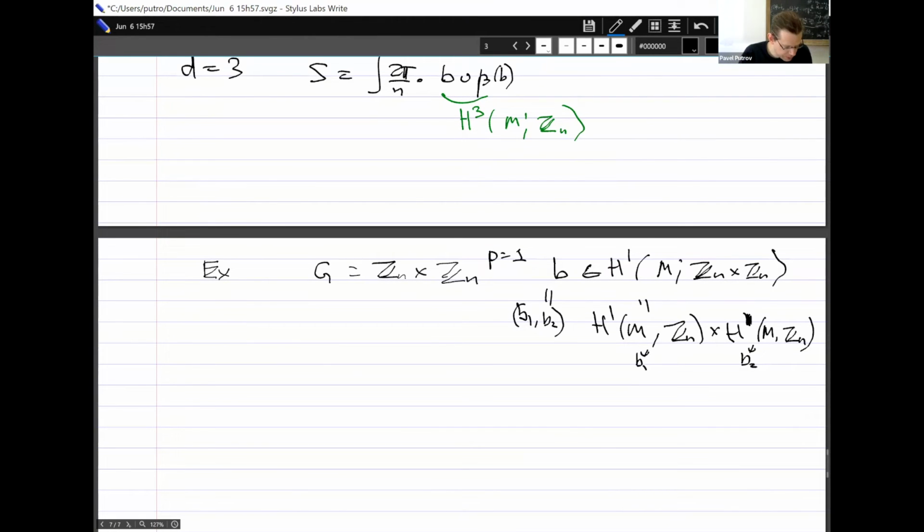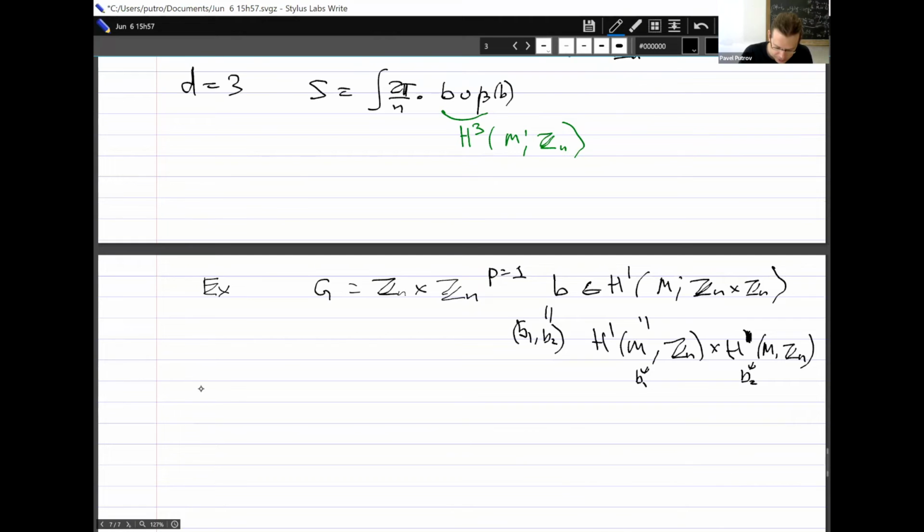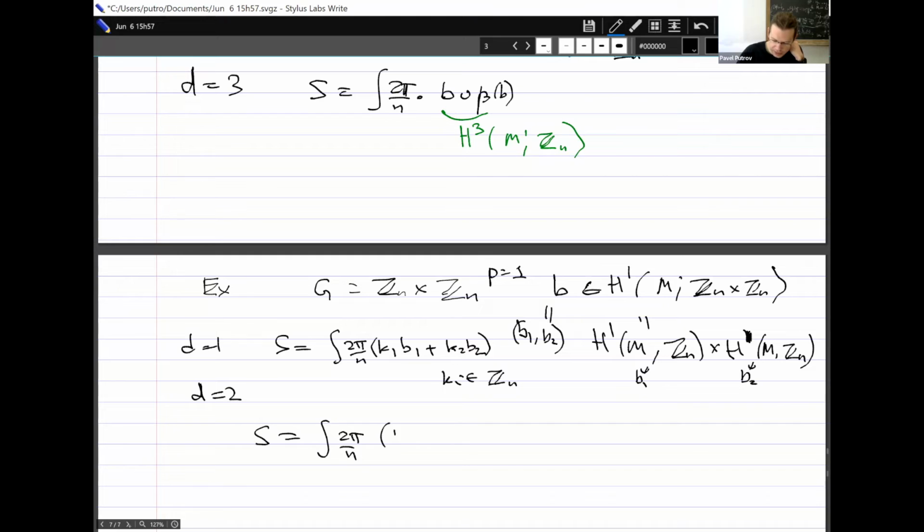For d equals 1, we can now have basically a linear combination of what we had before, K1 B1 plus K2 B2, where the Ki are in Zn. For d equals 2, before we had just 0, and now we can have something non-trivial. We can consider B1 cup B2 with some coefficient K.